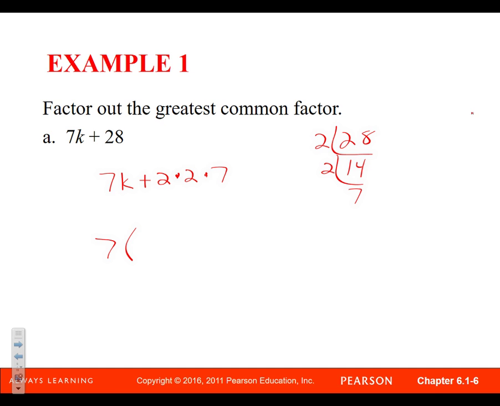So here's what you get. If I took your 7 here, what do you have left? K. You have k left. If I took his 7, what does he have left? 4. You're done. You just factored out 7.